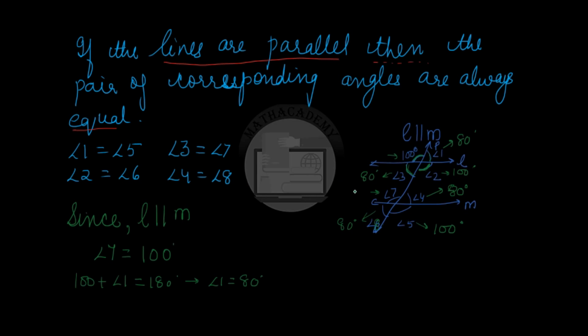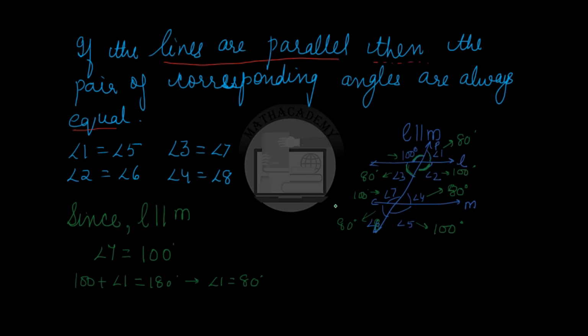I hope this much is clear to everyone. That when a transversal intersects two lines, whether parallel or non-parallel, it forms total 8 angles, 4 angles each at the point of intersection, and we have seen what are corresponding angles. The pair of corresponding angles are equal only when the lines are parallel.